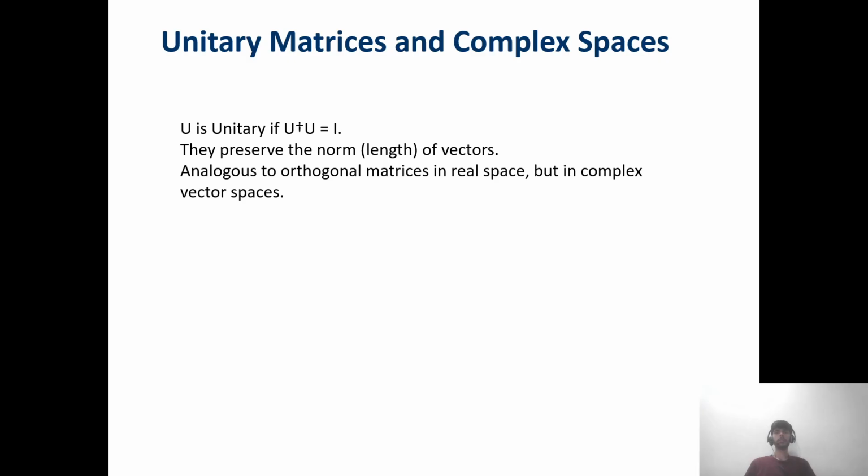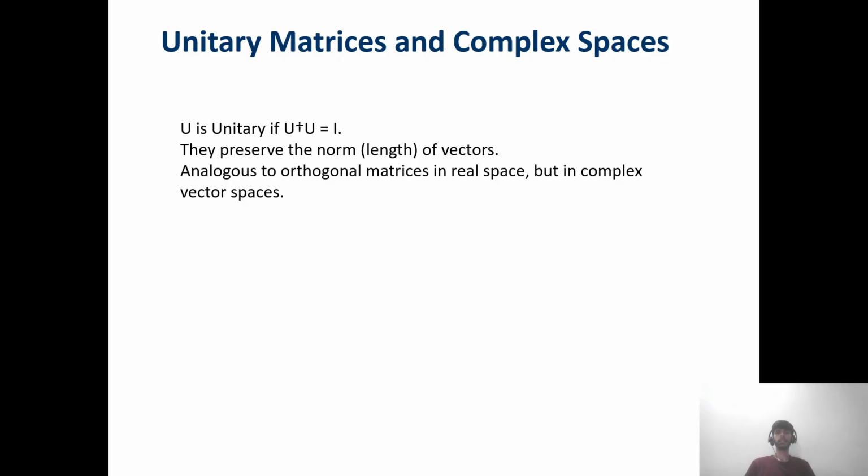Let's now shift to unitary matrices. A matrix is unitary if its conjugate transpose is also its inverse. In other words, U† U equals I. This means it preserves the length of vectors and the angles between them.